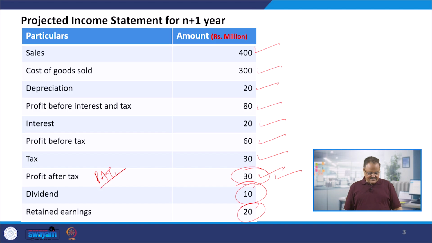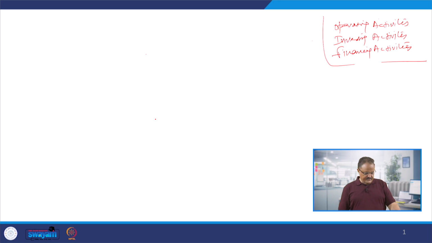So, to verify this profit of 30 million, to check how much closing cash balance is available with the firm, and whether that cash balance matches the projected balance sheet also, we are going to prepare the projected cash flow statement, and then we will prepare the projected balance sheet. So, let us now go for preparing this cash flow statement.